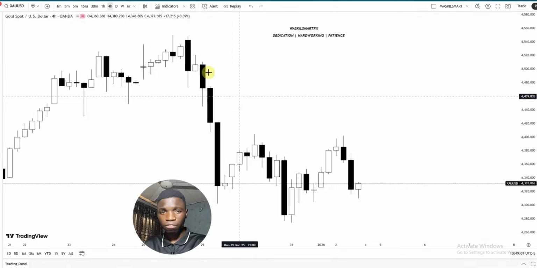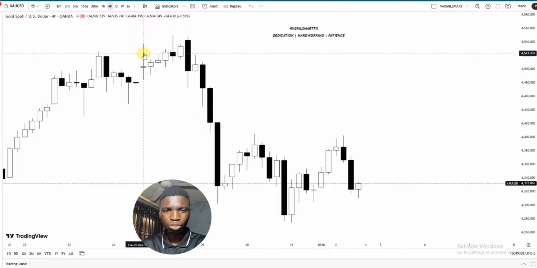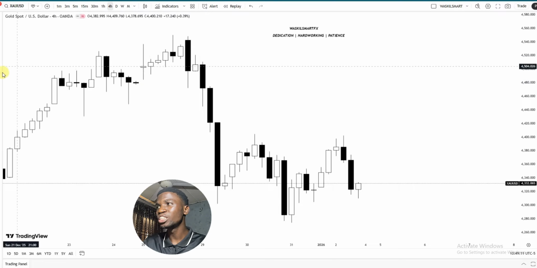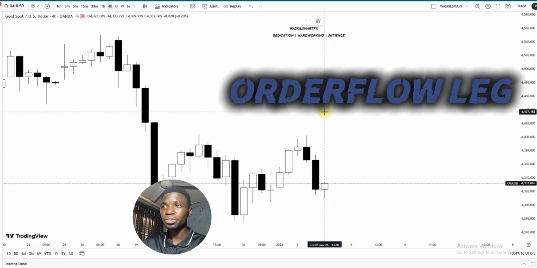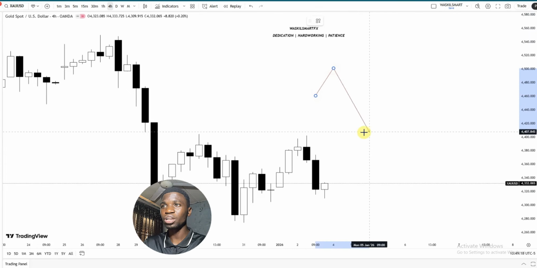The first thing you need to do is understand the bias of the market. Where is the liquidity in the market? Where are we currently in the market? One thing I always use to understand the bias of the market on gold is what I call the order flow legs. People call it printing of money, right? But this is an order flow leg.